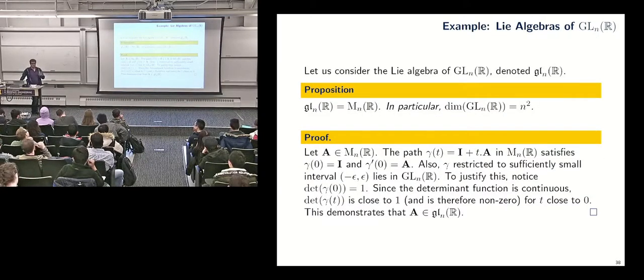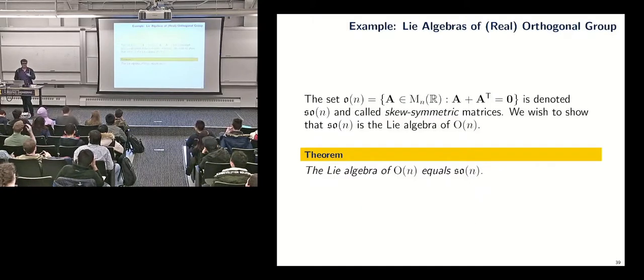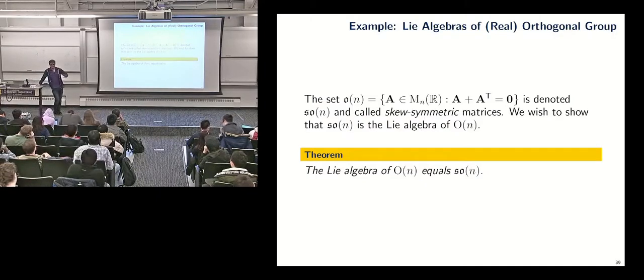The Lie algebra of all invertible matrices is all matrices. Everyone good with this? At least with the takeaway of it? Okay. The Lie algebra of all invertible matrices is all matrices. I didn't say this wasn't going to be confusing. So if that was confusing, we're going to get more confusing. So the Lie algebra of all invertible matrices is everything.